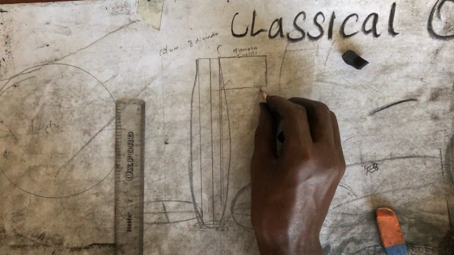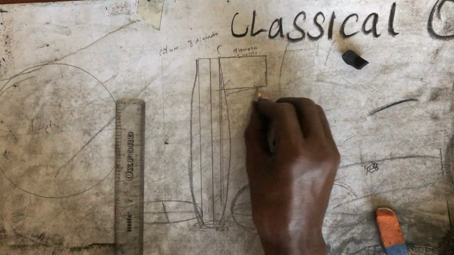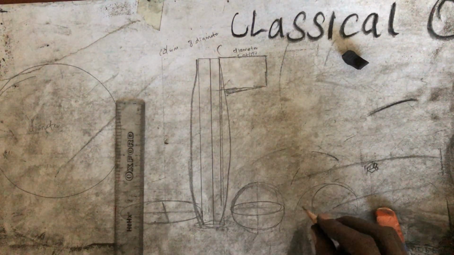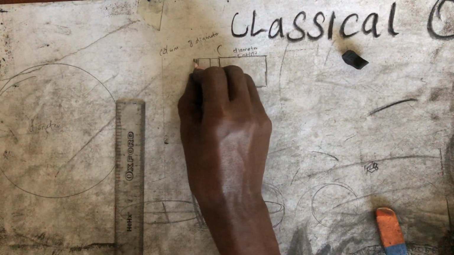The projection of the cornice is also determined by the diameter. According to Vignola, the Doric order's cornice projects out 1 diameter from the frieze.